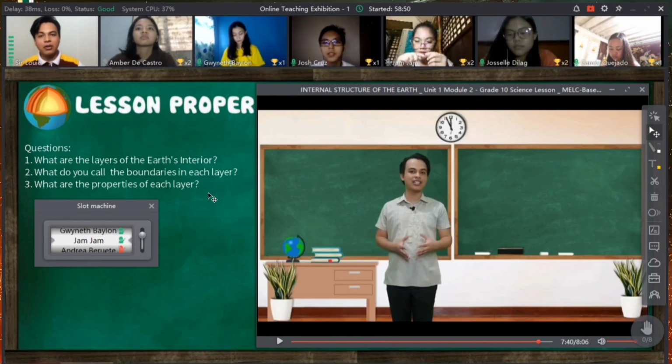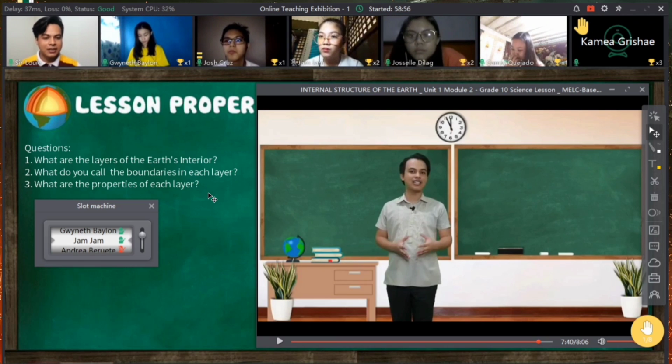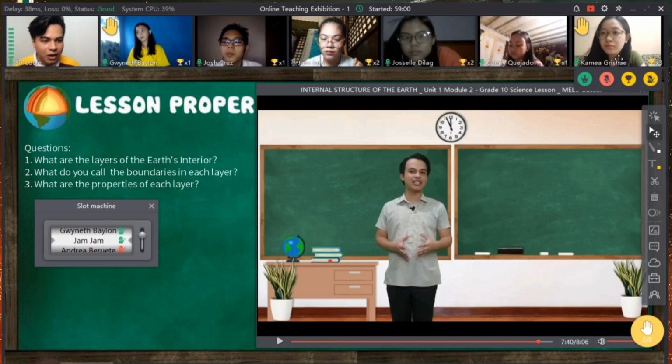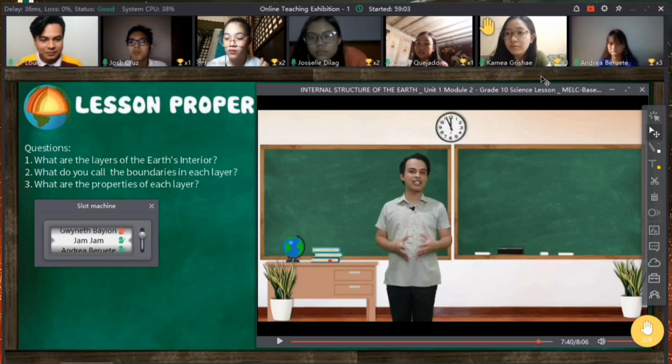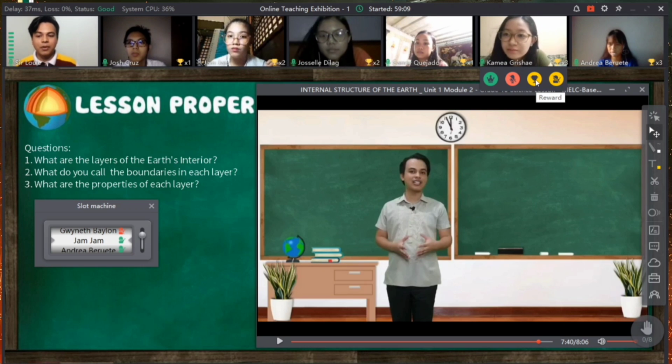So how about the next layer, the mantle? What can you say about the mantle? Its properties and characteristics. Anyone? So we have one, Kameya. It is composed of 80% of Earth's volume. Okay, it is made up of 80% of the Earth's volume.